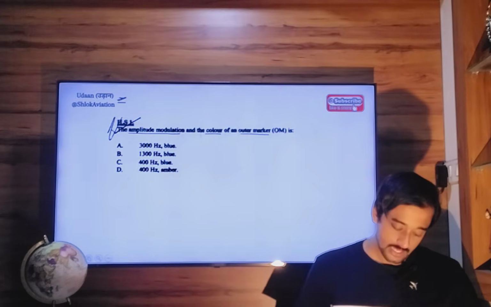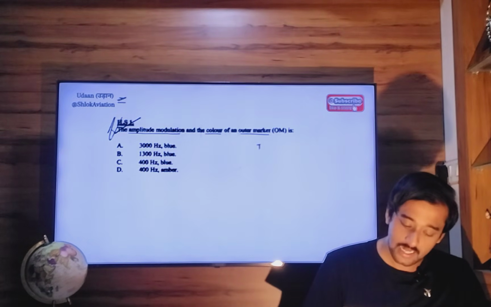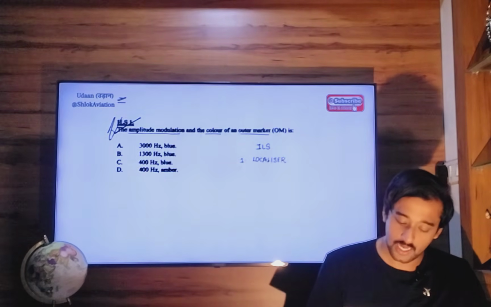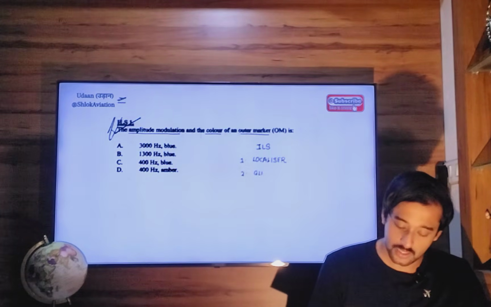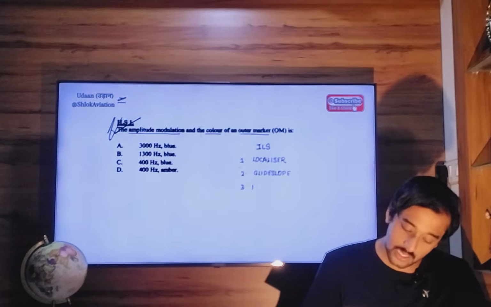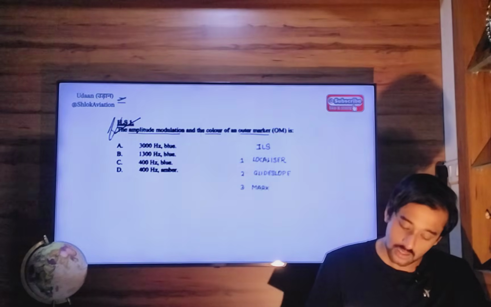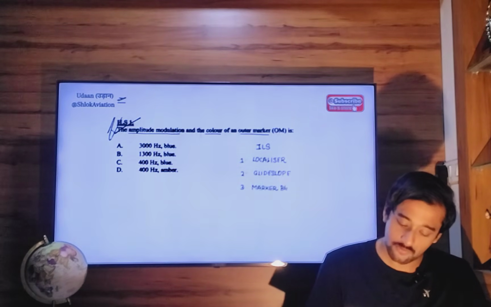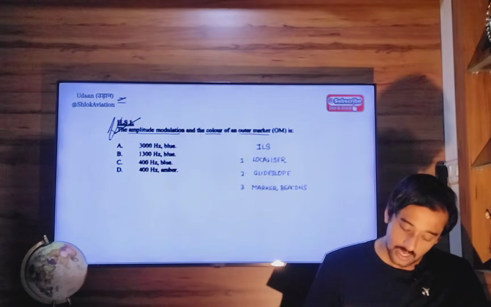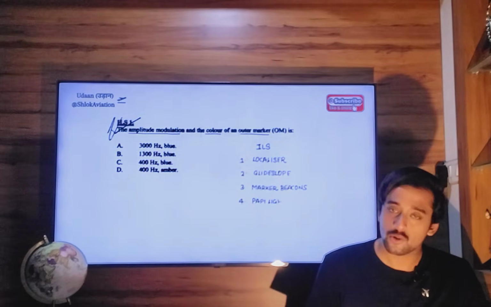Your ILS system is made up of four components. The localizer for horizontal guidance, your glide slope for vertical guidance, and third, your marker beacons, which tell you your distance from the runway. And the fourth is PAPI lights, an approach light system.